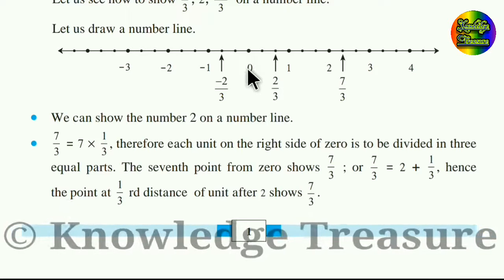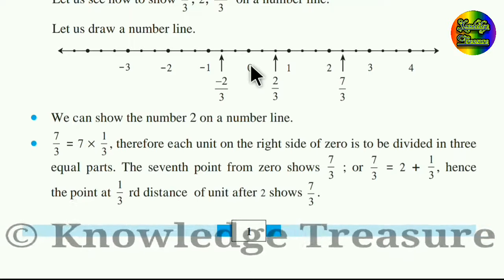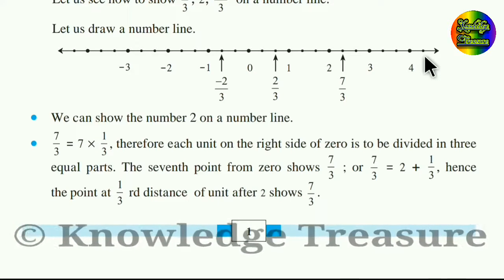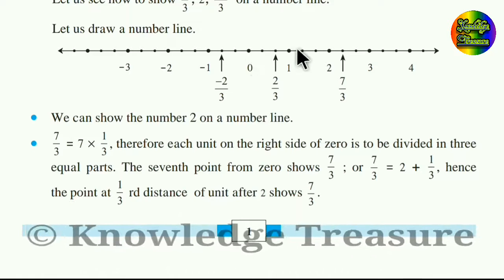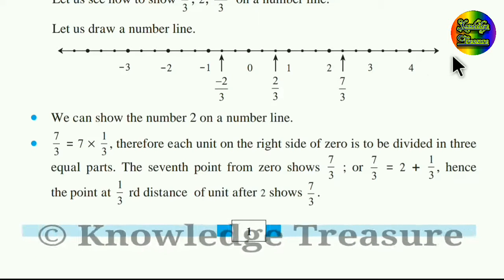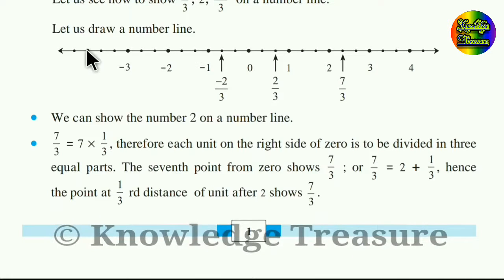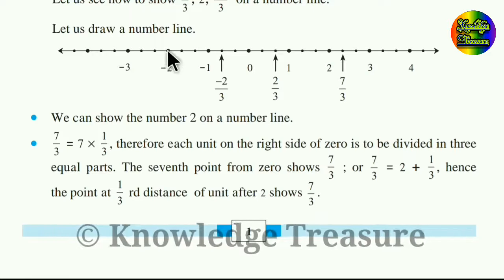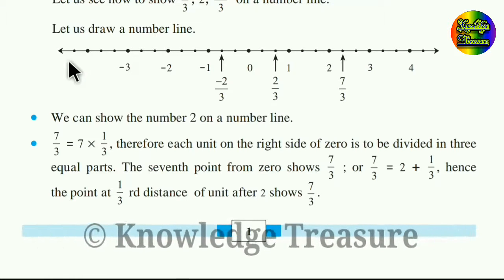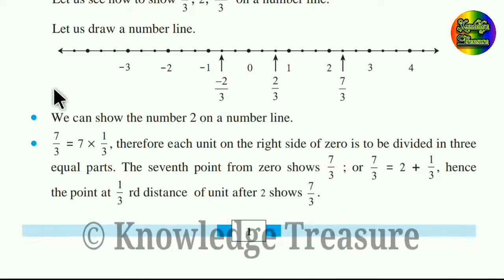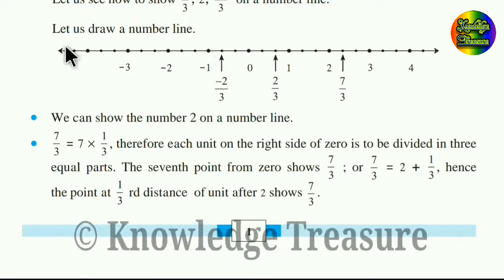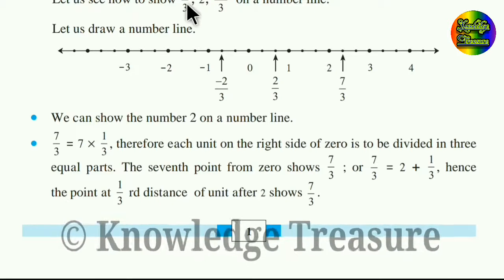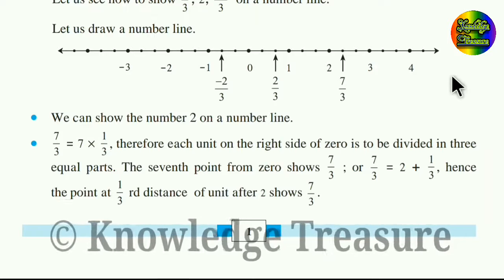First, put 0. Put a mark on the number line and label it as 0. Now, the right side of this 0 has positive numbers. So, put 1, 2, 3, 4 like this. The left side of this number line has negative numbers. So, put -1, -2, -3, -4, etc. in equal distances. Now, let us see what is step number 3. Now, you have to show the number 7/3 on this number line.